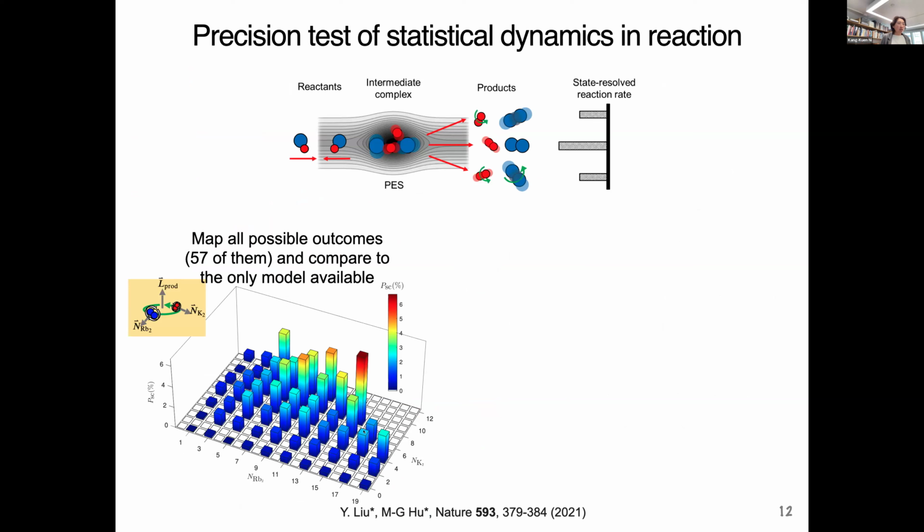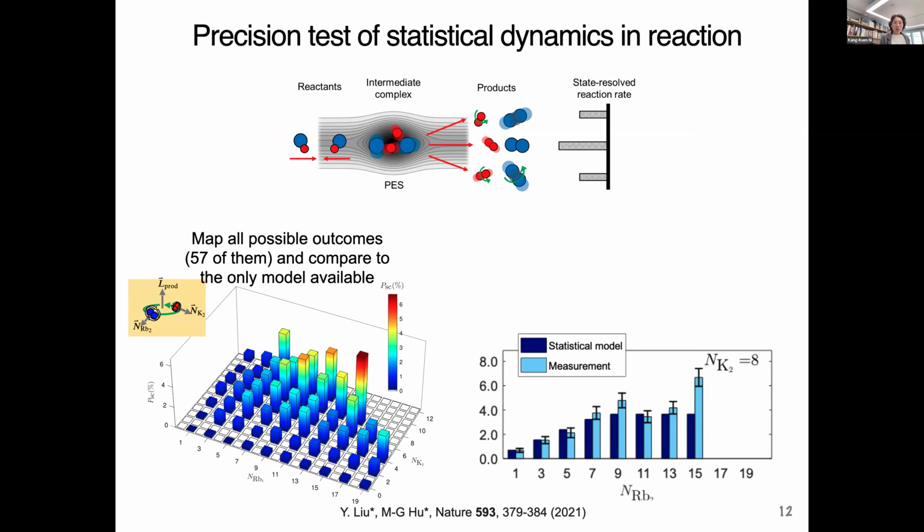It turns out that for the initial state that we prepared, there are 57 possible outcomes that are labeled by the quantum state of the rubidium dimer and the quantum state of the potassium dimer. And we could compare this to statistical models, because there is a long-lived complex here. The easiest thing to do is to assume that every possible quantum state outcome is equally likely to be populated, and because there's some degeneracy associated with that, it's not that every state counts as one, but there are microstates associated with it.